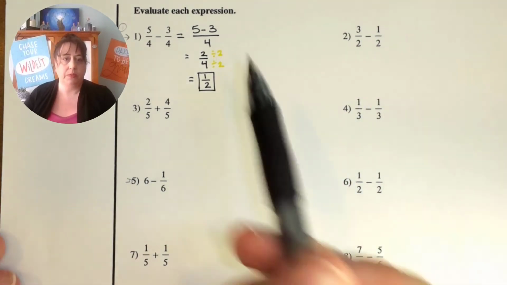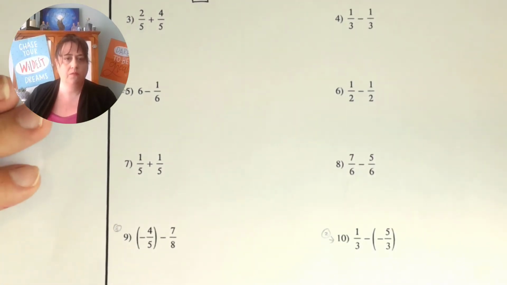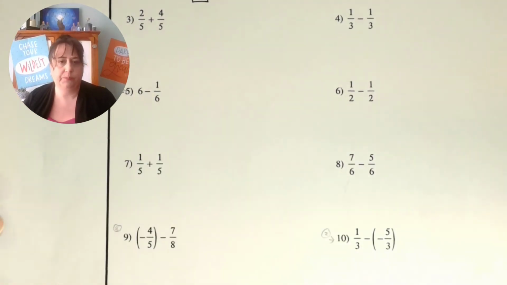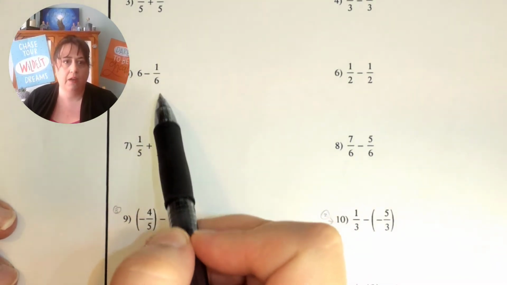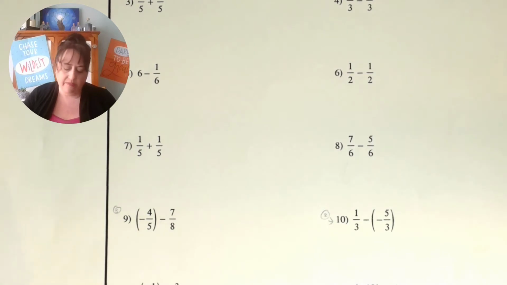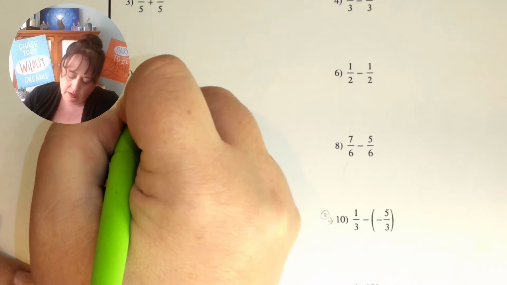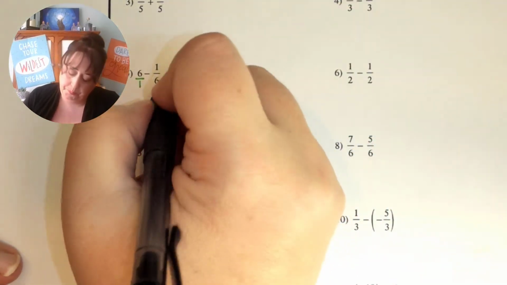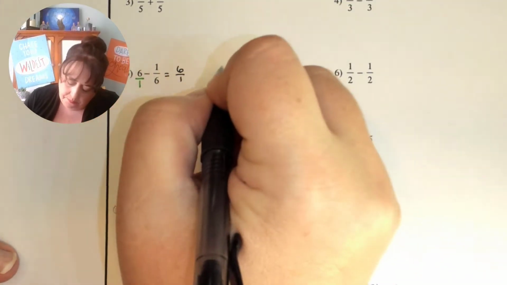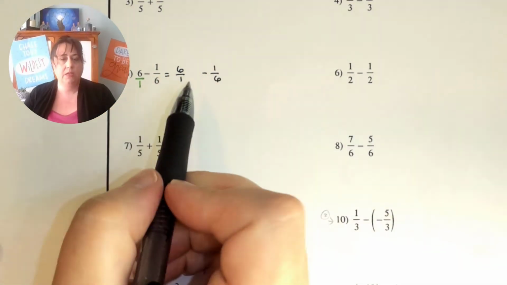We're going to skip the ones with common denominators, and we're going to go to a different one that looks a little more confusing, and that's number 5. Number 5 is a whole number subtracting a fraction. So when we have that, we need to remember that whole numbers always sit over a 1. So right here we don't have common denominators. So we have 6 over 1 minus 1/6. Notice I left a gap there.